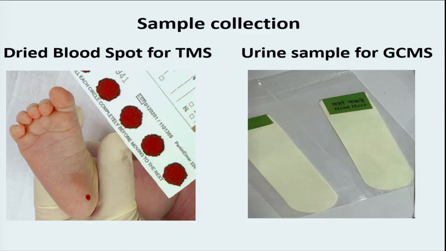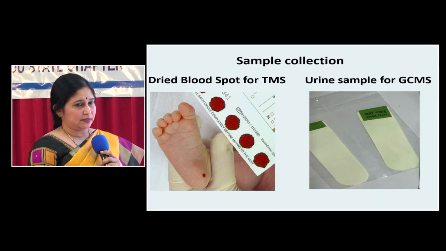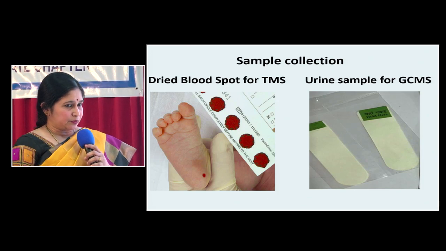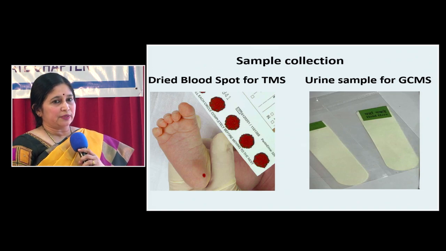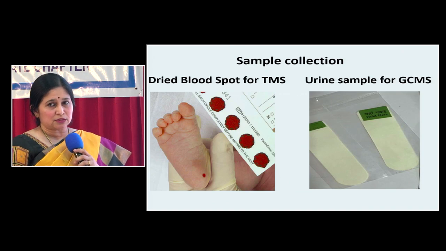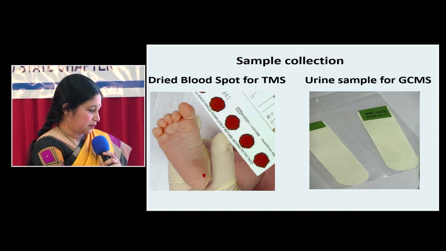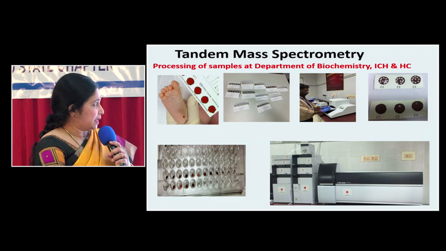So this is the blood sample for tandem mass spectrometry. What are the disorders identified by tandem mass spectrometry? On a single blood spot, we can identify around 40 disorders: urea cycle disorders, amino acid disorders, fatty acid oxidation disorders, and organic acidemias. So one drop of blood on a special filter paper, and that sample is for GCMS, for urine sample.